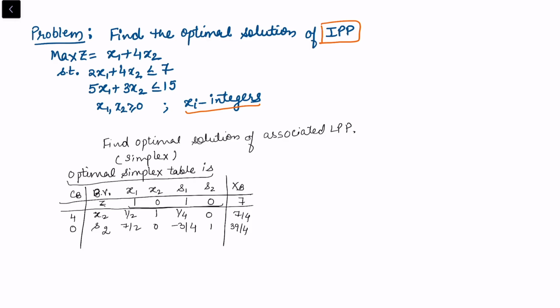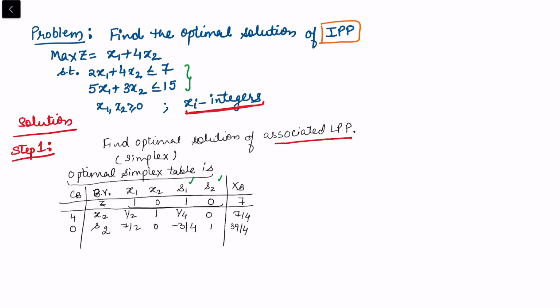So the first step towards finding the solution is to solve the associated problem using the simplex method. In the first step I've already solved this. Find the optimal solution of the associated linear programming problem, which means we simply need to ignore or drop the condition that the x's have to be integers. Since both of my constraints here are less than or equal, I've added two slack variables. In case there are some greater than signs, we can add surplus variables, and then we can involve big M and two-phase method.